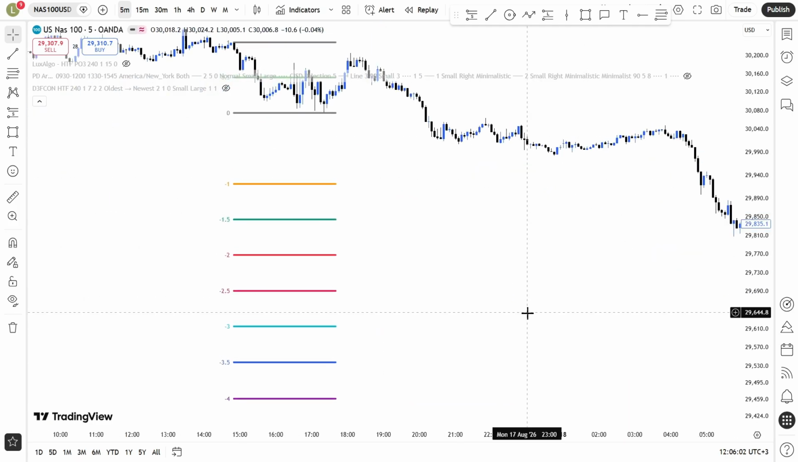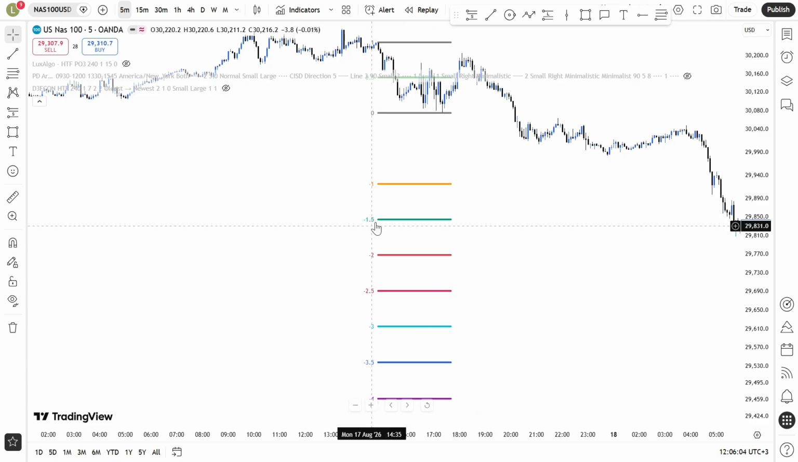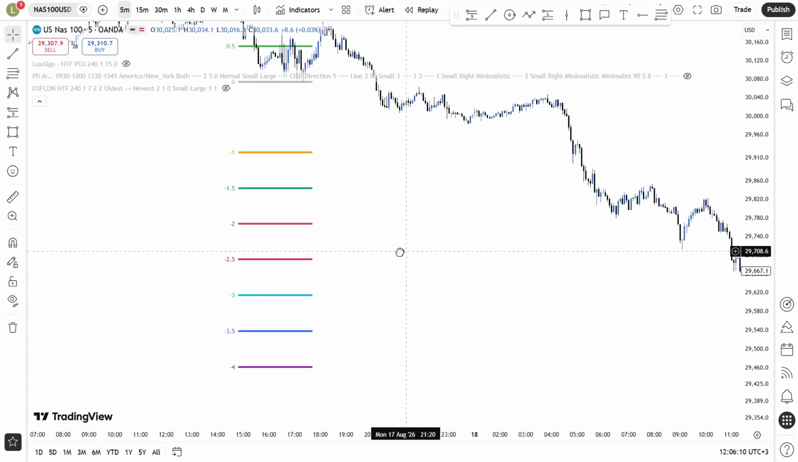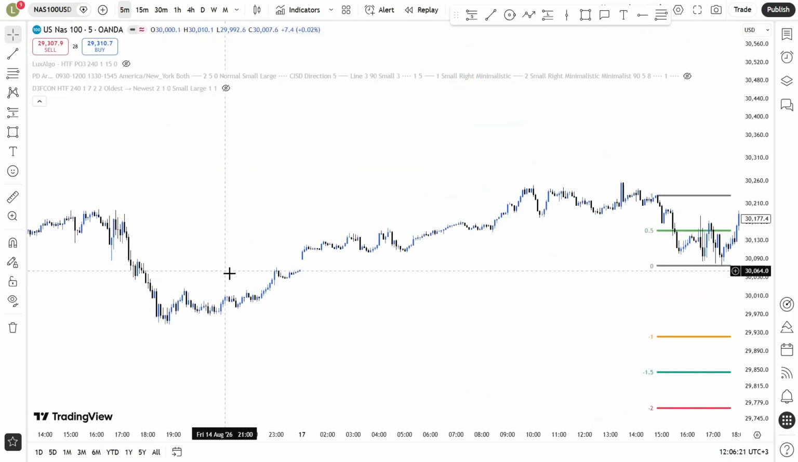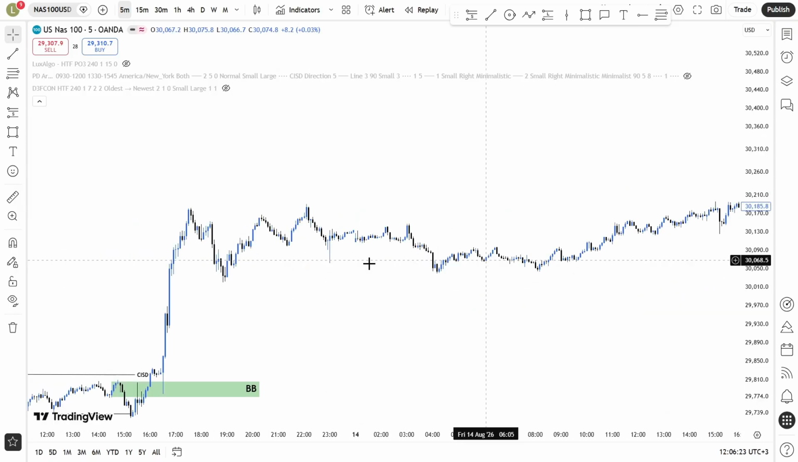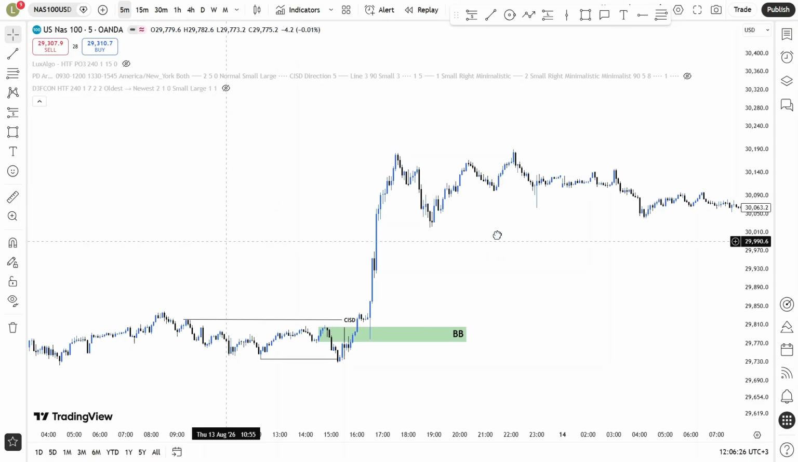Then for take profits, you want to take partials in negatives. Negative one, negative two. At negative one, you can take partials. At negative two, you can see price is trying to react, at negative 2.5, in case you didn't have an area for taking profits.